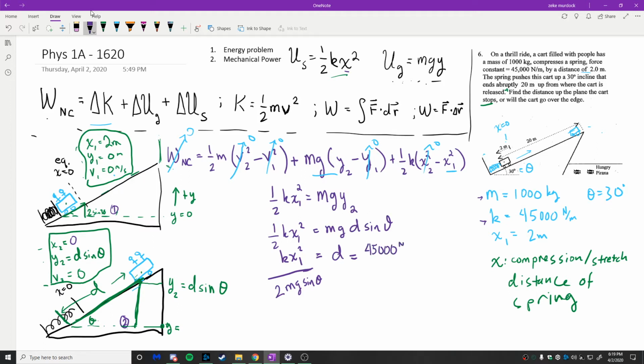So that's k, x1 was 2 meters. And we're dividing all of that by 2 times the mass, which is 1,000. And then we multiply by g. And then times the sine of 30. Could just put a half in here, but I'll put sine 30 so nobody gets confused. And that's going to give us a value.